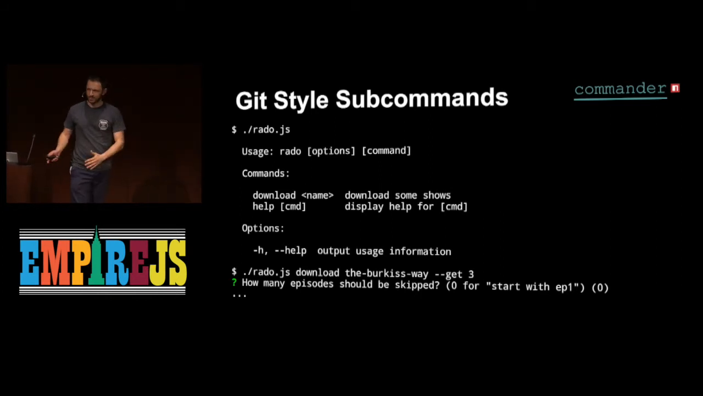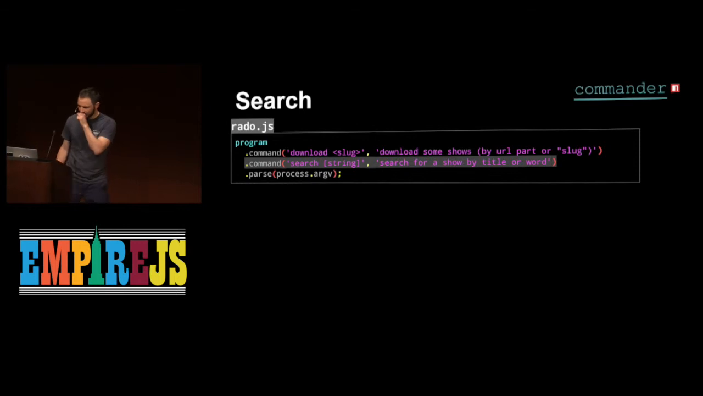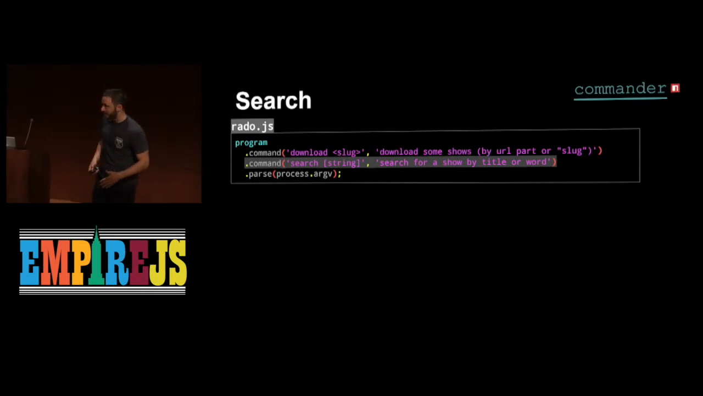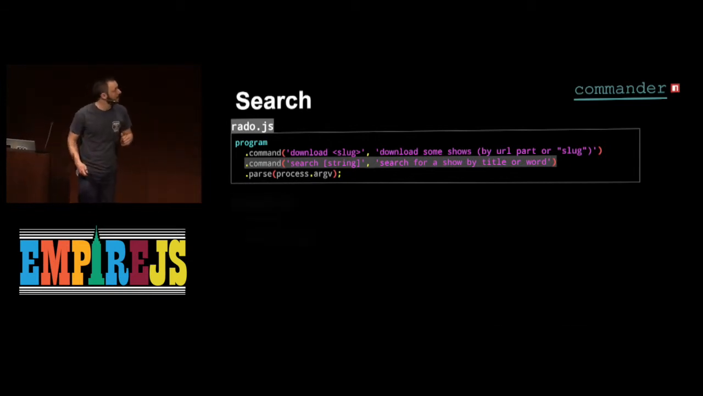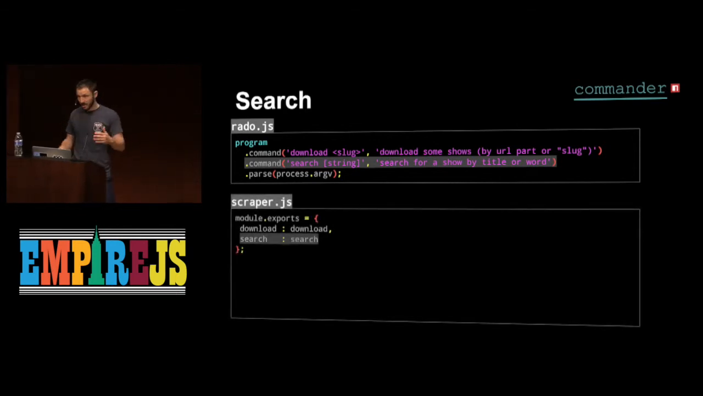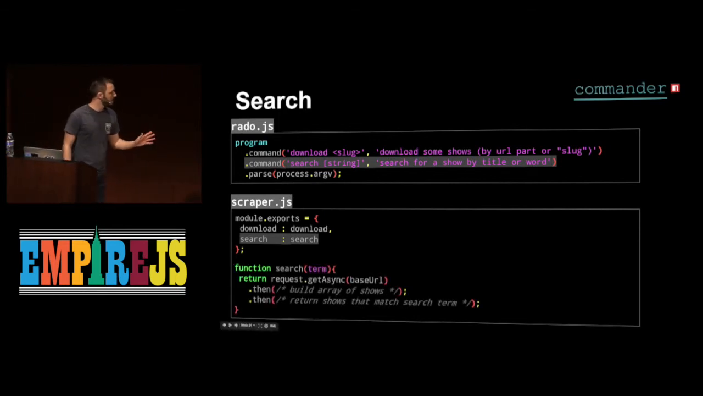So now that we have our replatform out of the way, and we have it based on a system that can support multiple commands, let's go ahead and add search. First, we have to tell the top-level entry point file that there is another command available, that there is search, and we tell it a little bit about it, what the signature is, and what it does. In our scraper, we are going to split it up, so rather than just exporting download, it now exports 2 separate functions.